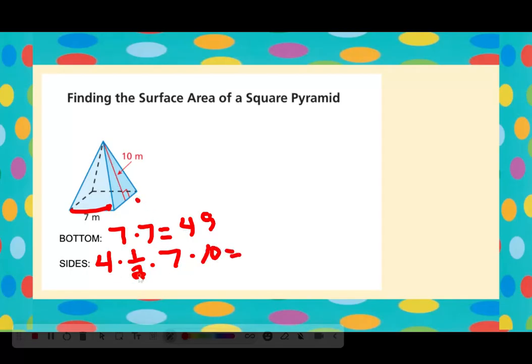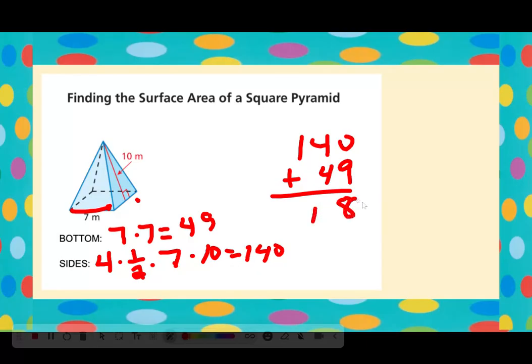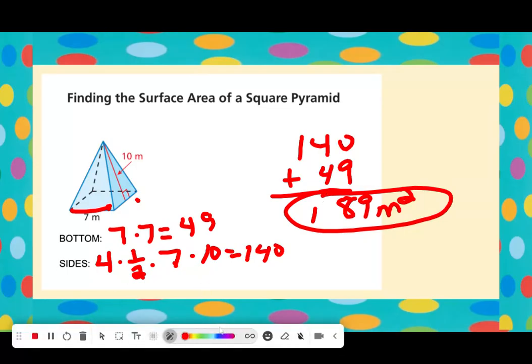So half of 4 is 2. 2 times 7 is 14. 14 times 10 is 140. So we add those two together. 140 plus 49. We need 189 square meters of material or paint or whatever we're doing to the outside of the pyramid. Great job.